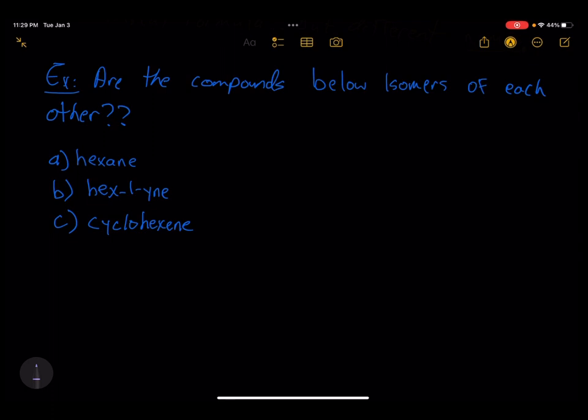So for example, are the compounds below isomers of each other? What we're going to see is when we draw out hexane, hex-1-yne, and cyclohexene, and we count all the carbons and hydrogens, are they going to have the same empirical formulas? And if they do, then they are isomers of each other. So let's say I draw hexane, and we'll draw it pretty quickly here. We'll draw it in the condensed structure. So we'll go 1, 2, 3, 4, 5, 6, and then we'll add the appropriate H's.